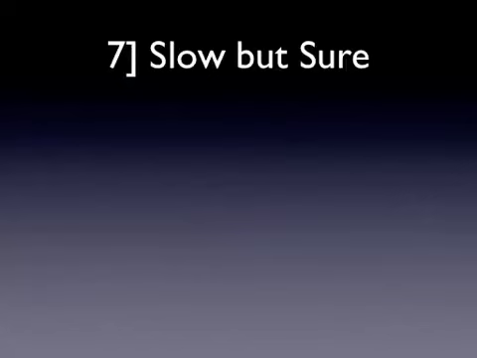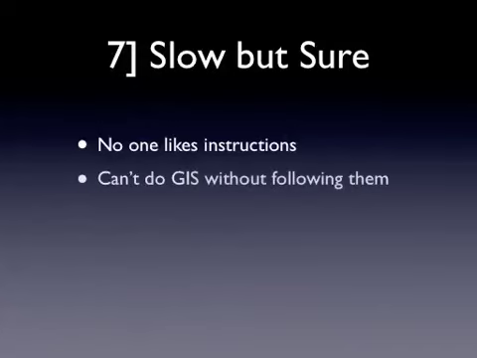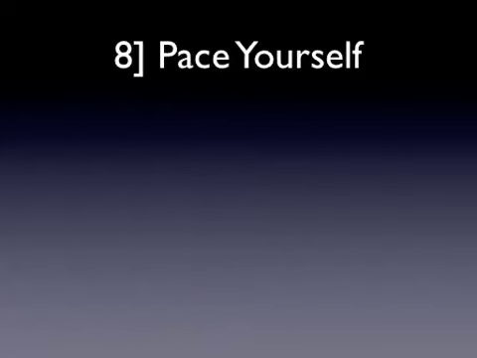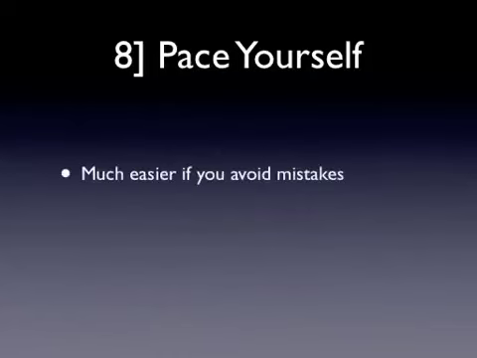Okay, seventh tip, slow but sure. Nobody ever likes instructions. Everyone would just like to dive in and do stuff. I'm afraid with GIS that just doesn't happen. You can't get GIS to work without following instructions. It's much better to avoid mistakes than trying to correct them. It's very difficult to undo mistakes once they've been made. So the tip here is go steadily and surely, and like the proverbial turtle instead of the hare, you may well win out.